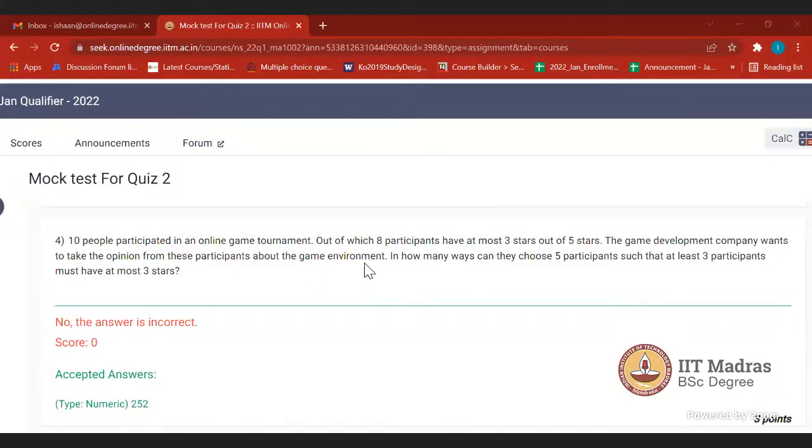Okay, so there are two ways to do it. I did 8C3 into 2C2. I did the same thing. I got it wrong. 8C3 into 2C2. Okay, so no, it is at least, right? You have to go for 8C4 also, 8C5.